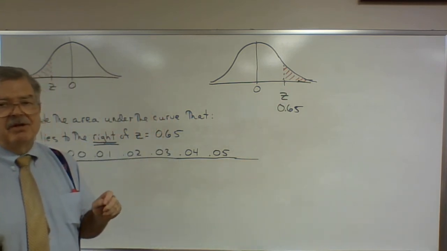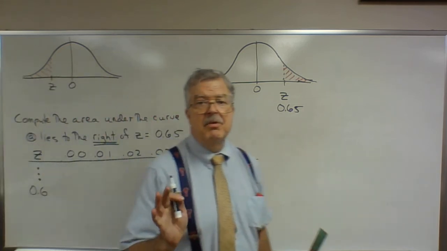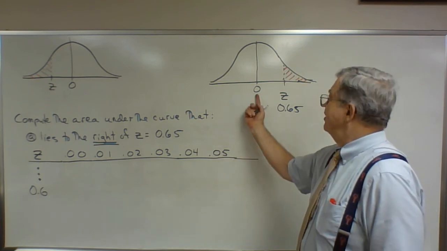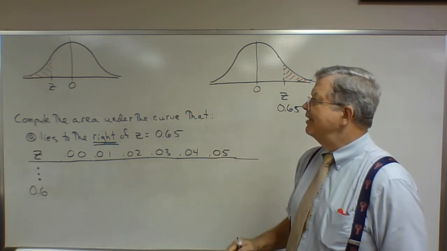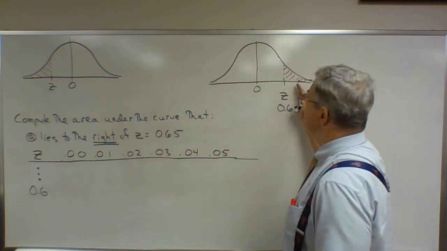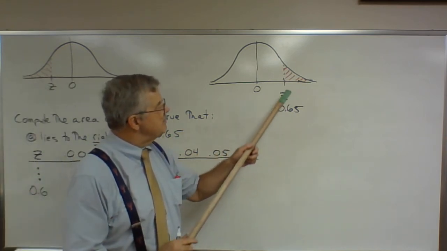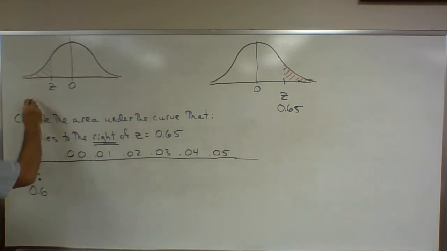Our graph and our table on page 798 only give us the area to the left of z values. No problem. Do you remember why? Yep, you do. That's right. The table is symmetrical about the mean of 0, which means that the left side of the graph is the mirror image of the right side. So all we need to do to find the area to the right of z equals 0.65 is go over here and find the area to the left of z equals negative 0.65.